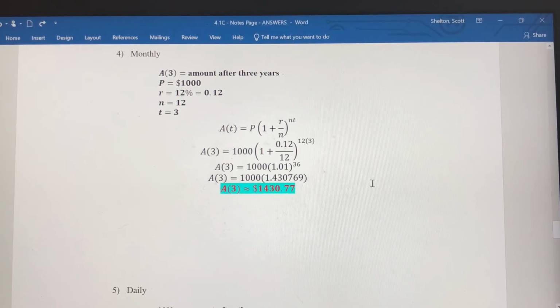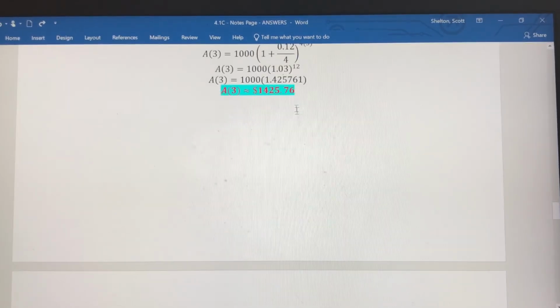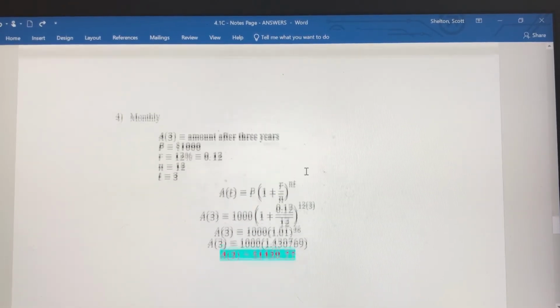So if we're compounding monthly, we're going to have $1,430.77 after 3 years. And again, you continue to see we're having more money in our account after 3 years when we're compounding more frequently.